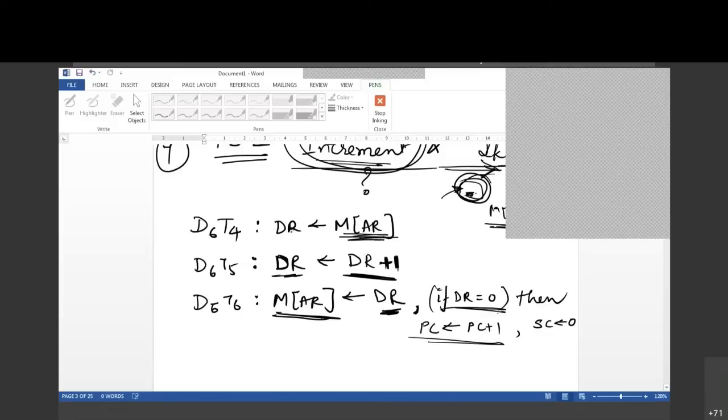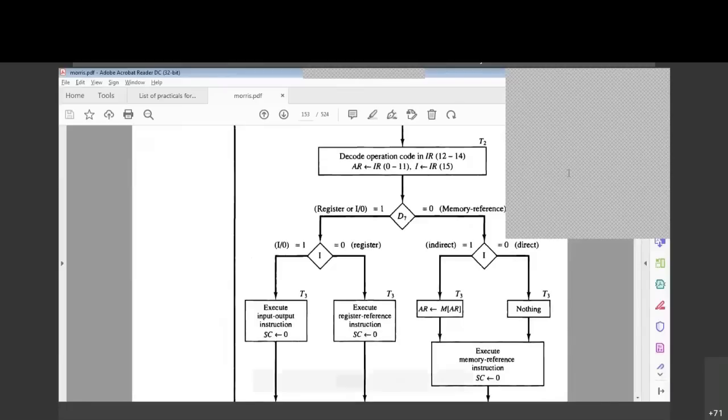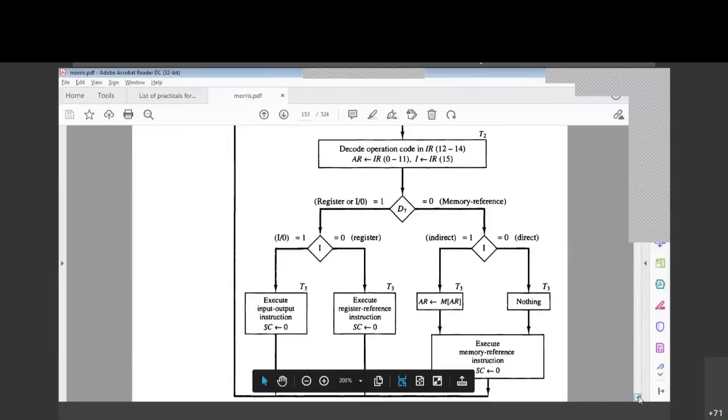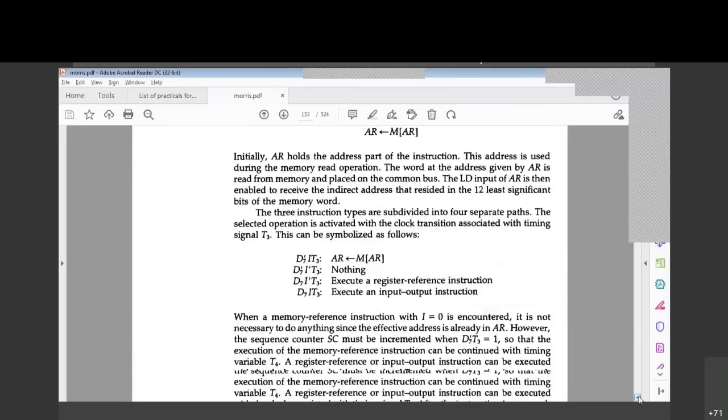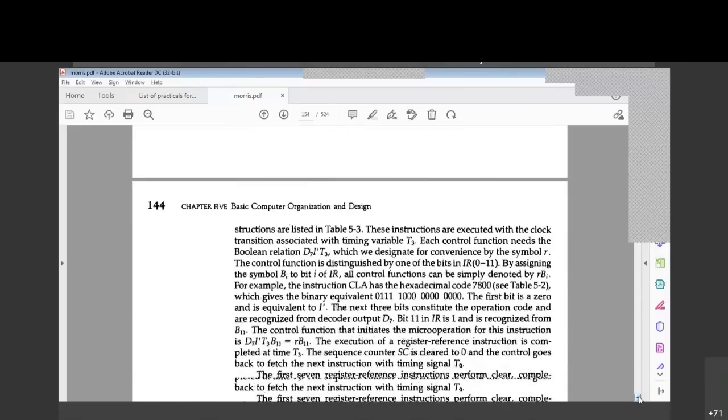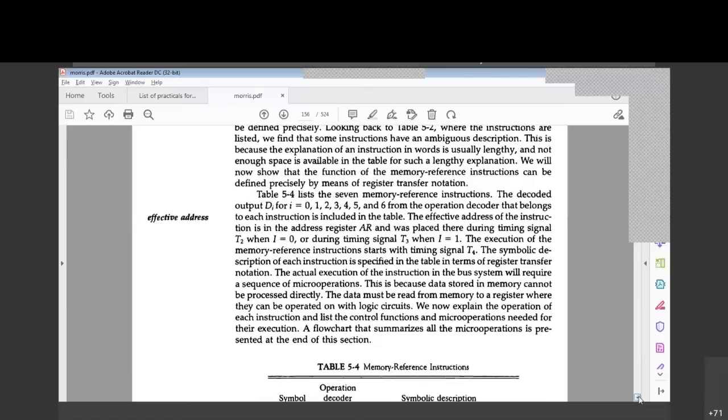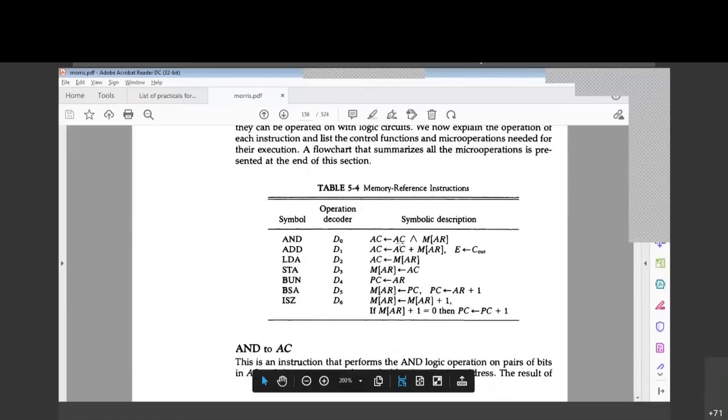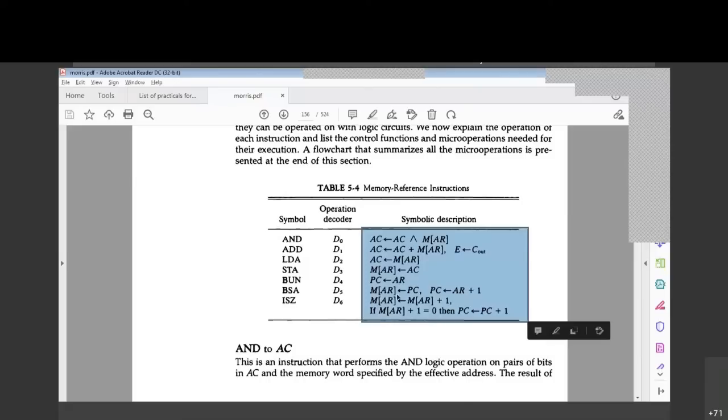Okay. Now let me quickly go through these contents in the book. Let us see if we have covered everything. ये इंस्ट्रक्शन साइकिल देखा, उसके बाद हमने रजिस्टर रेफरेंस देख लिए. अब मेमोरी रेफरेंस. हाँ, इसके अंदर ये सारे इंस्ट्रक्शंस लिखे हुए हैं. The ones which we studied. Timing signals are not mentioned over here. This is just a summary, that is symbolic description of each and every instruction.